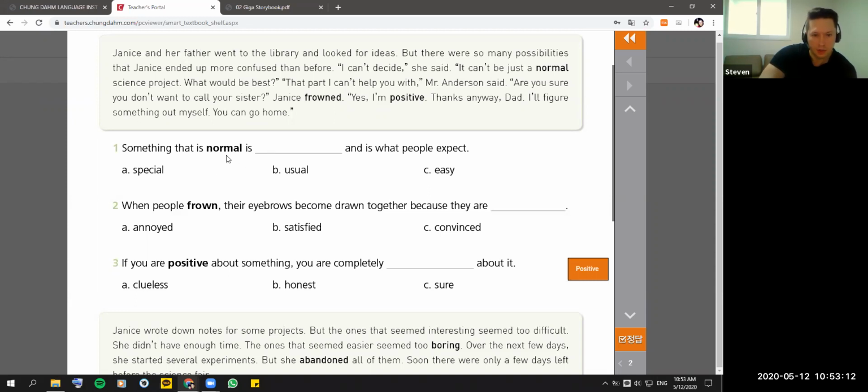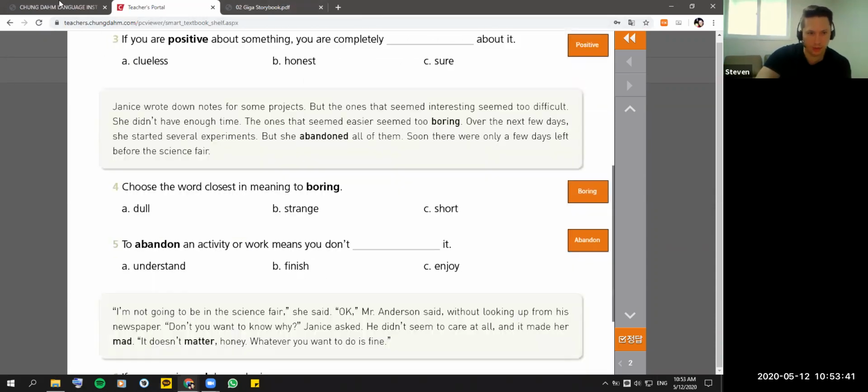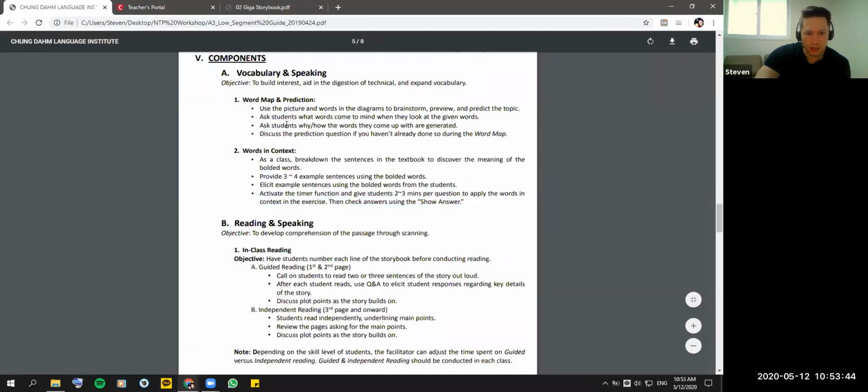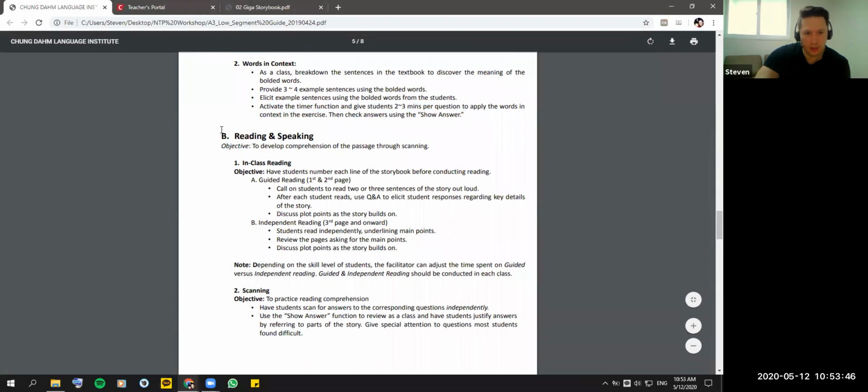But for example, something that is normal is blank and is what people expect. So you could scroll through here and find, is there anything related to normal or usual? Something that I can use in this context to justify the selection of that word. That's how you should answer all of these questions. You can also put media cards here that correspond, and you can use your vocabulary book that they will be given, their homework, their workbook. That can be used as well. So pretty simple. Then we move on to the reading and speaking.